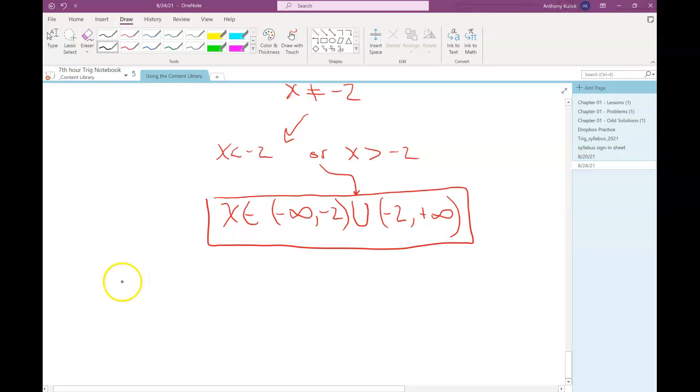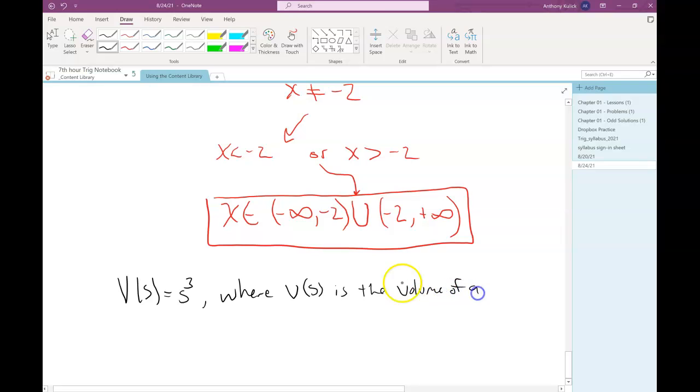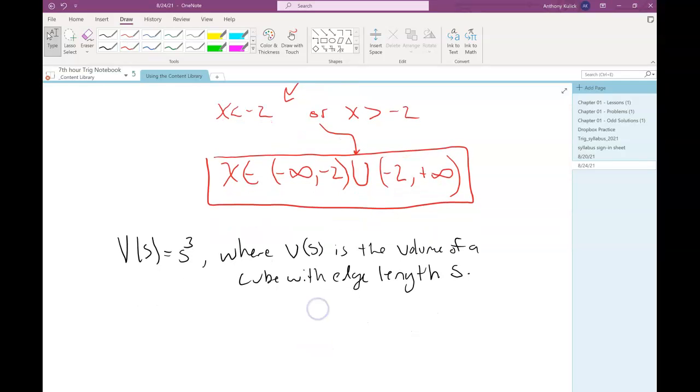Last example here. So let's say v of s is equal to s cubed, where v of s is the volume of a cube with edge length s. So here we have some context, right? So this is a place where we have to be a little bit careful when we're figuring out our implied domain.